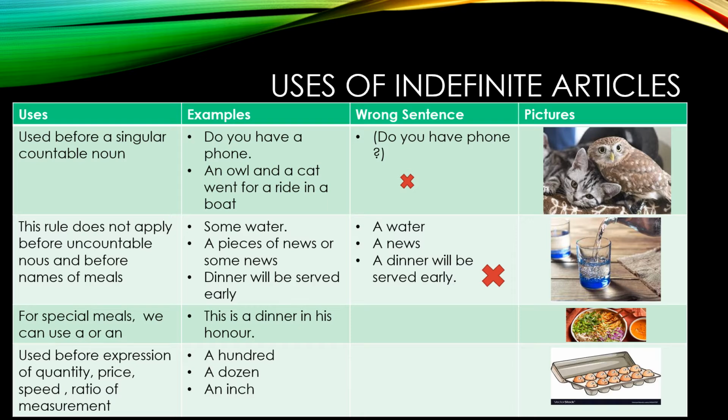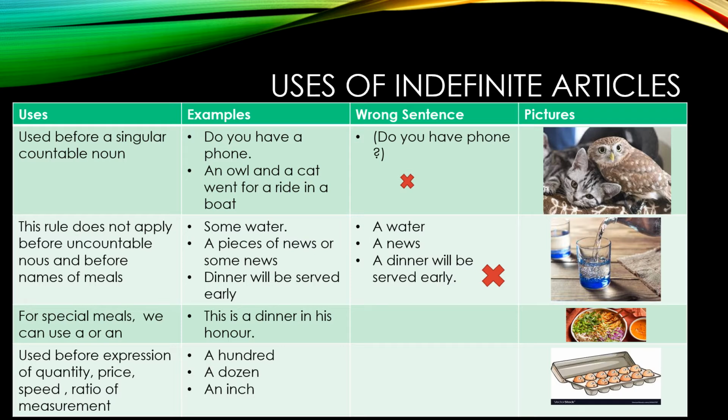So there is nothing specific here. Therefore, we use the indefinite article an or a. This rule does not apply before uncountable nouns and before names of meals. For example, we say some water. We do not say a water. We say a piece of news or some news, not a news. Dinner will be served early, not a dinner will be served early.